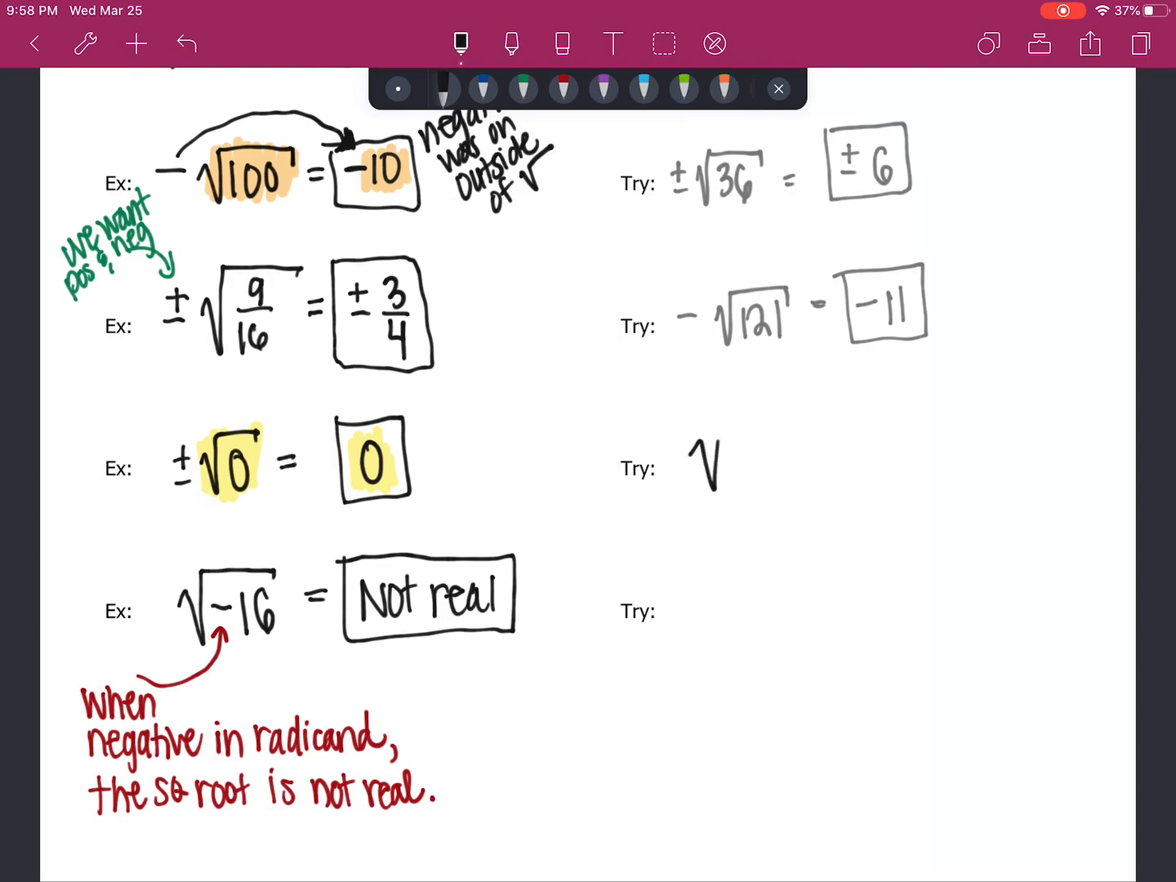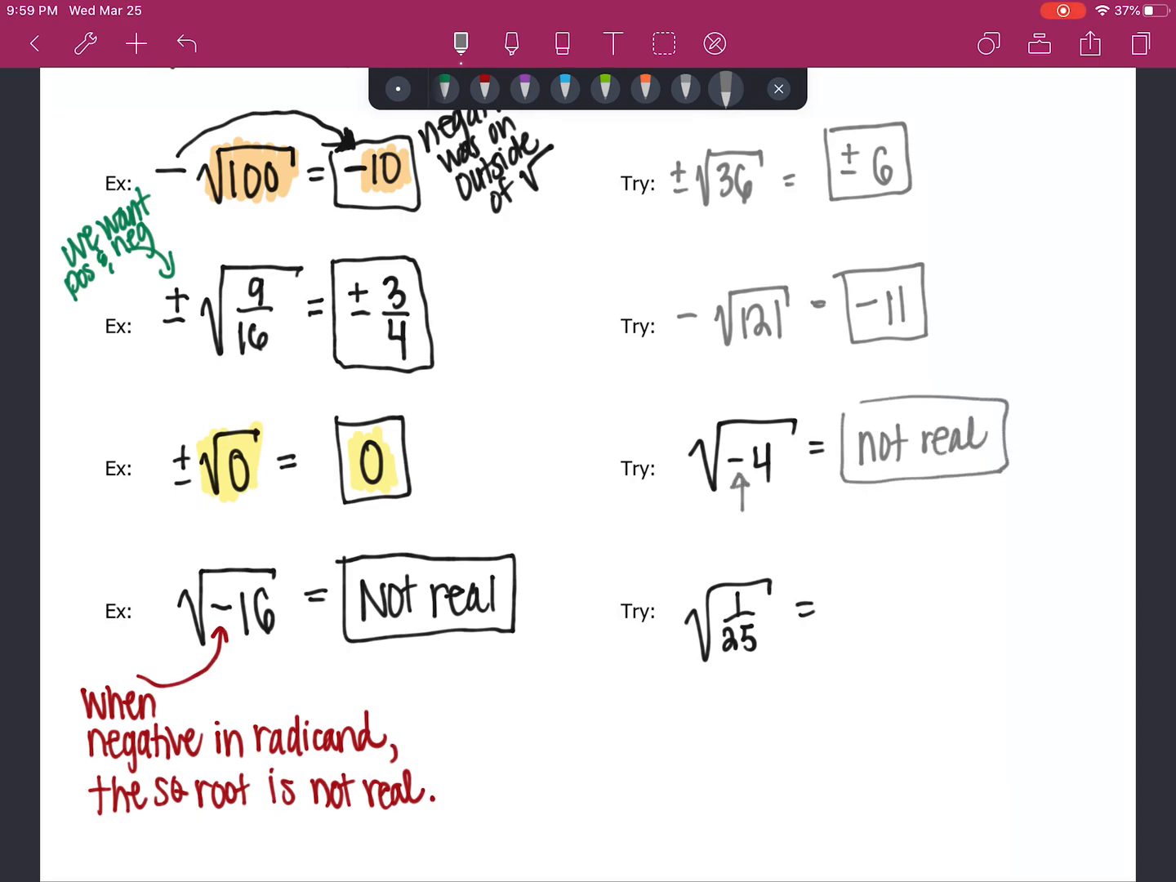Okay, here are a couple for you to try. We've got the square root of -4, and we've got the square root of 1/25. So go ahead and give those a whirl, and when you're ready to reveal the answer, press play. So the first one is not real because of that negative on the inside of the radical. And the second one, the square root of 1/25, would be 1/5. 1/5 times itself gets us back to 1/25.